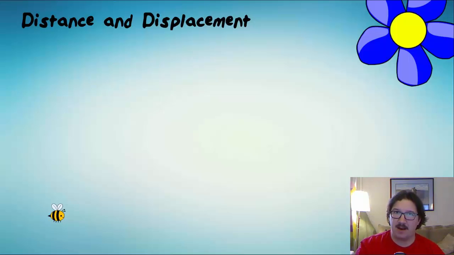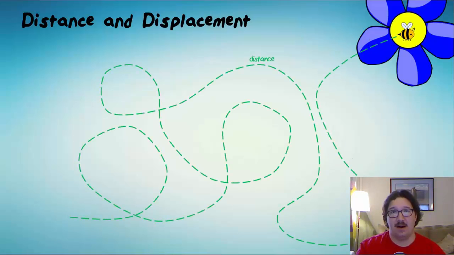Here's a happy little bee, and he's going to fly over that flower. And of course, he kind of buzzes around on his way there. And if we highlighted the path that the bee followed, in this case it's the green dashed line, we would know its distance. Right? The distance it traveled is represented by the length of that green dashed line.